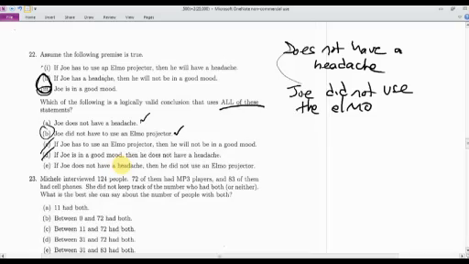And if Joe does not have a headache, then he did not use the Elmo. Again, it's true because if he did use the Elmo, he'd have a headache. So E is still a true statement, but it's not using all three premises, because here it doesn't say anything about him being in a good mood. Anyways, your answer is B, because it's a conclusion that uses all three of these premises. So the answer to question 22 is B. This is one that I can talk about in class again if there's any confusion.